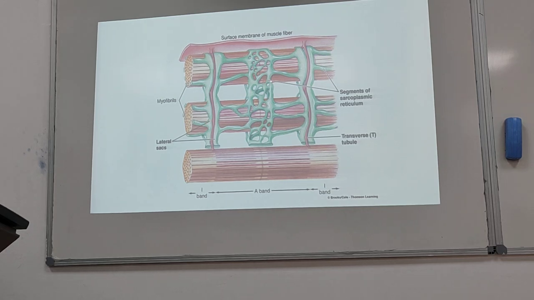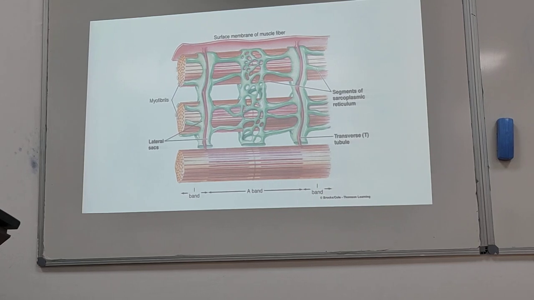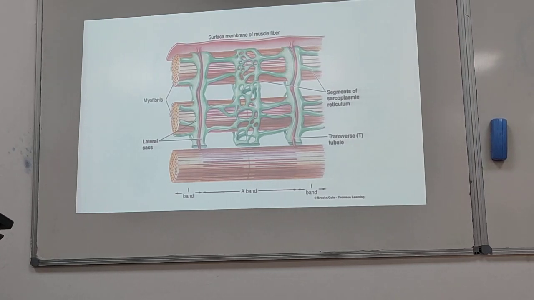And these lateral sacs are part of the sarcoplasmic reticulum. What is endoplasmic reticulum? Remember? You heard the name. Don't worry, it was in the cell. It packs the proteins which are formed, or packs the carbohydrates which are formed, or in my case, packs the neurotransmitters which are formed.